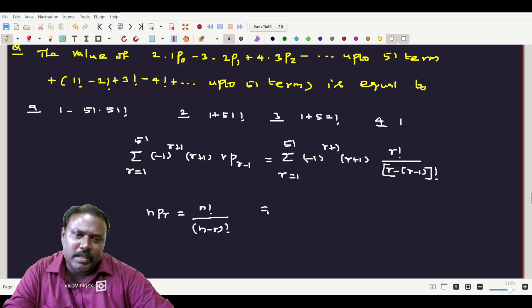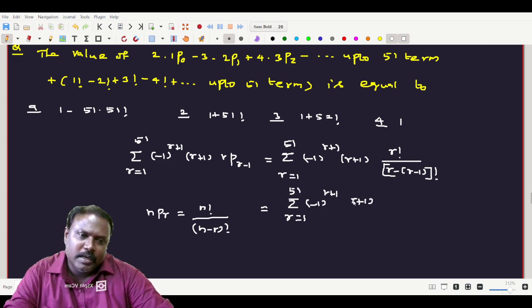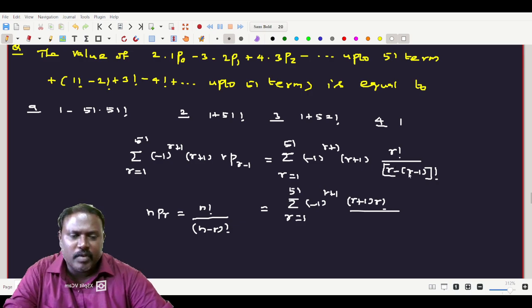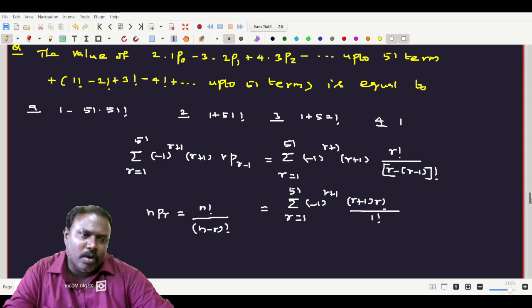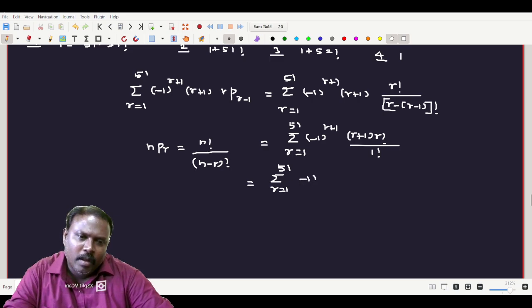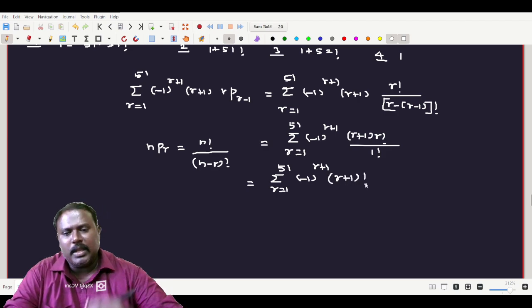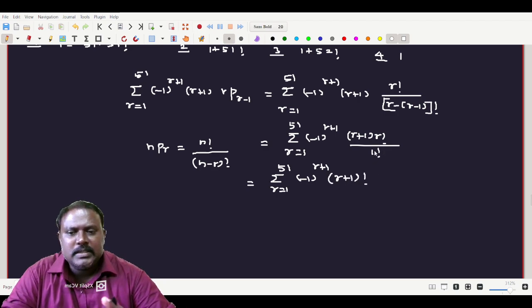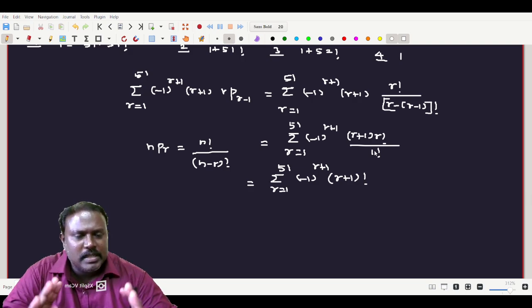So this can be rewritten as summation r equals 1 to 51, (-1) to the power r plus 1, into (r plus 1), into r factorial divided by, this minus r will get cancelled. Here I will be getting 1 factorial. Now let us simplify this expression. This equals summation r equals 1 to 51, (-1) to the power r plus 1, (r plus 1) into r factorial can be written as (r plus 1) factorial. Now here I know 1 factorial. What is the value of 1 factorial? 1 factorial is nothing but 1 only.